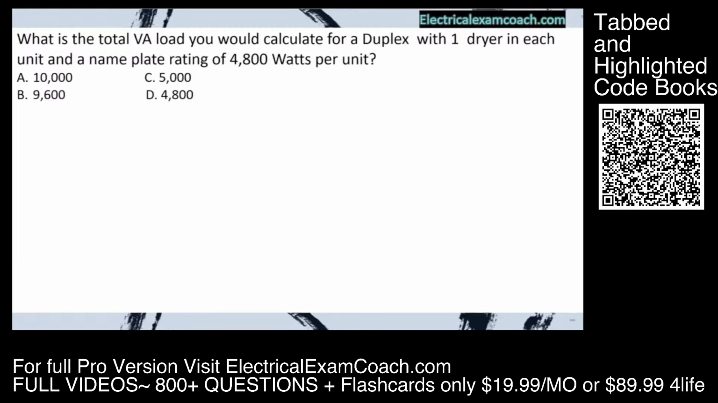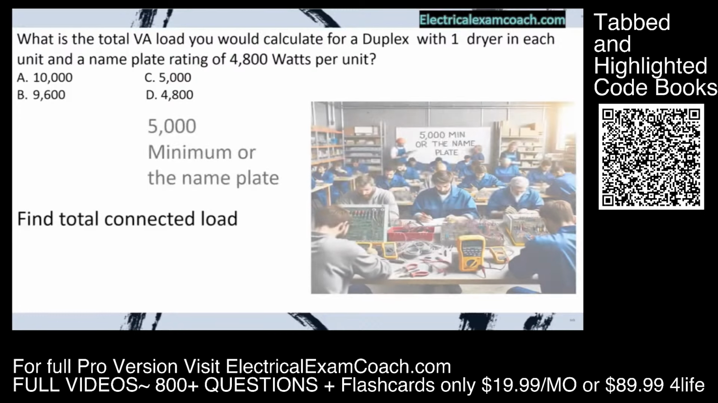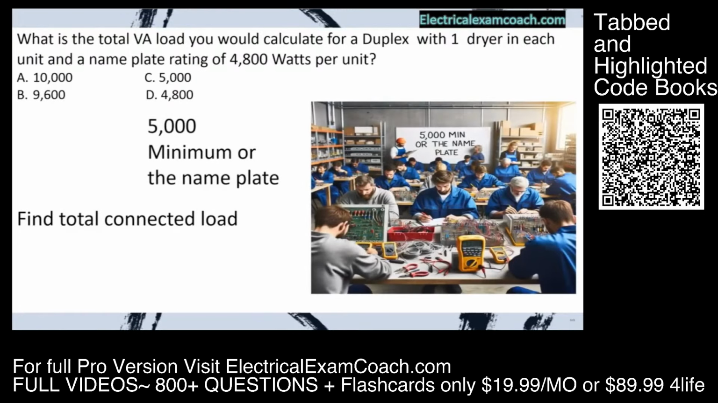What is the total VA load you would calculate for one duplex with one dryer in each unit and a nameplate rating of 4,800 watts per unit? First thing we're going to do is we're going to find the total connected load. We know that it's a 5,000 minimum or the nameplate, whichever is larger. So the 4,800 is out and the 5,000 is in. Then we have to multiply it by our 2 units, and that gives us 10,000.